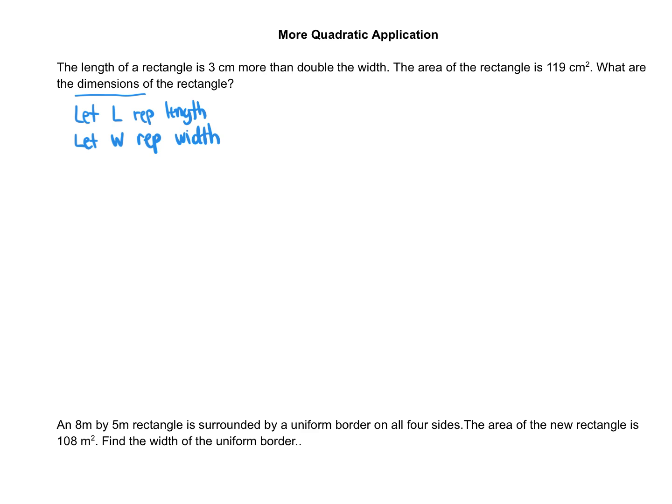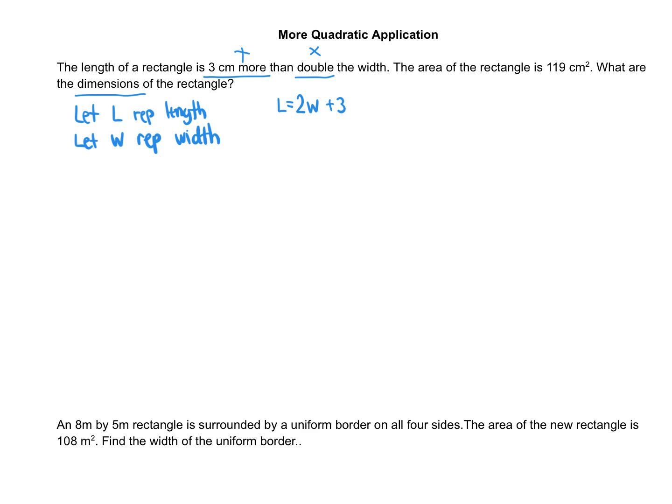And now let's reread the question, and hopefully we can come up with one or two equations to represent it. So the length of a rectangle is 3 centimeters more, that implies addition, than double the width, that implies multiplication. So L equals 3 more, so I have to add 3 to double the width. Doubling the width means 2 times the width. Okay, there's our first equation. Now, this is definitely not quadratic, but it might help us out later on.